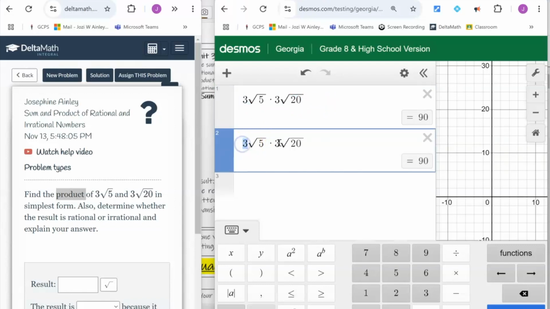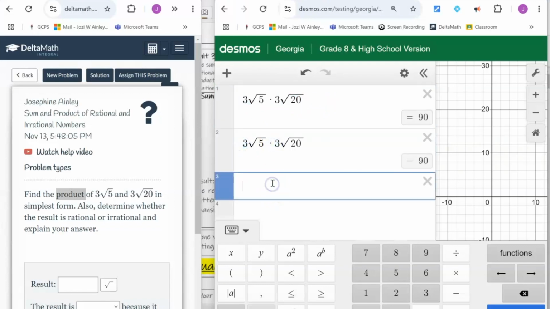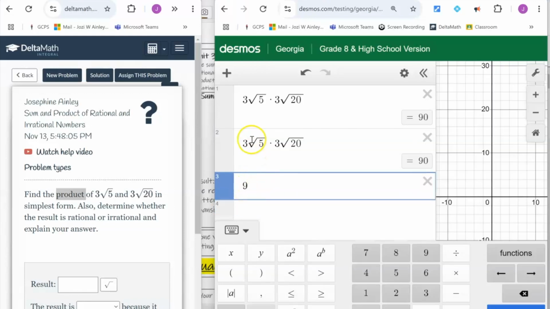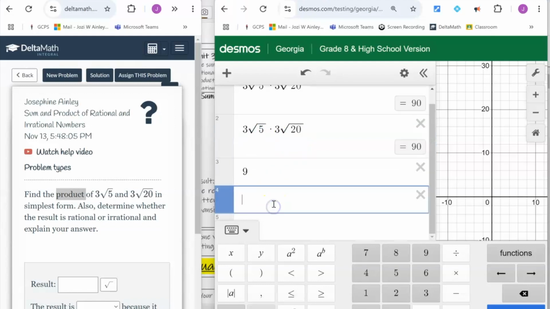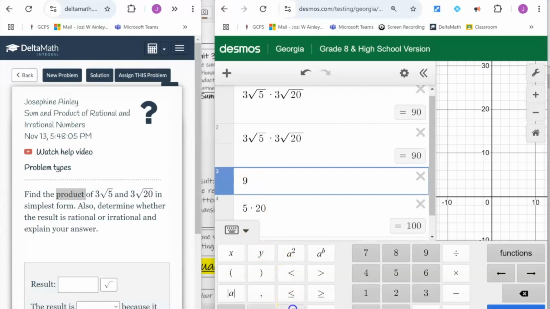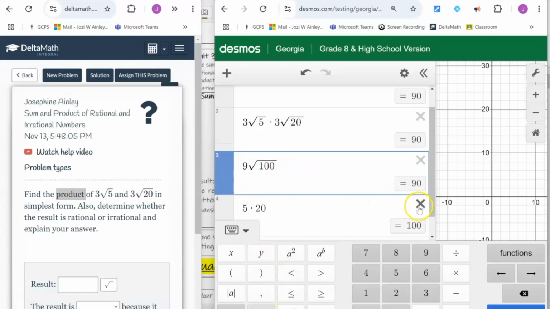So what is 3 times 3? If you don't know, we're going to put it right in here. That's going to give me 9. So that's the coefficients, the numbers outside. Now I'm going to multiply this. 5 times 20. Again, if you don't know what that is, you just put it right in. It should be 100. So inside the radical, I have 100.